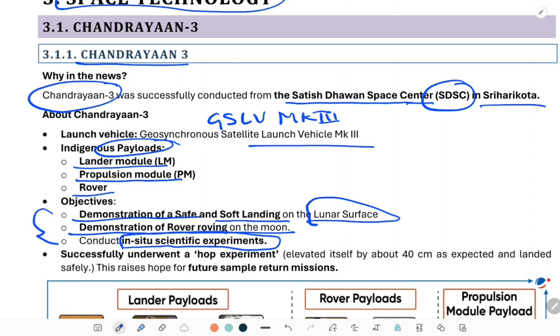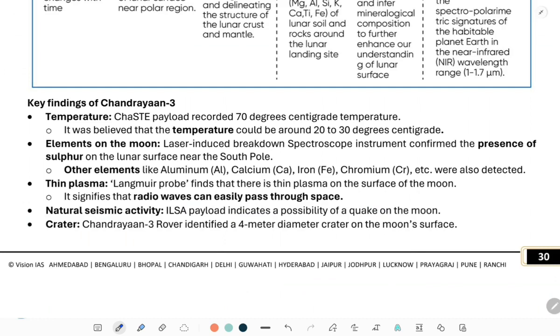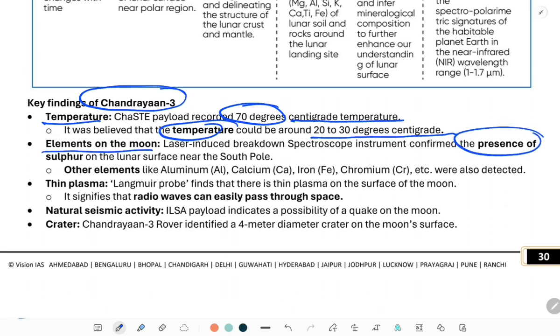Then it successfully underwent a hop experiment. This raises hope for future sample return missions. We'll see the key findings of this Chandrayaan 3. The temperature: the ChaSTE payload recorded 70 degrees Celsius, and it was believed that the temperature could be around 20 to 30 degrees Celsius. Then elements on the moon: the presence of sulfur was found on the lunar surface near the south pole. Other elements like aluminium, calcium, iron, chromium, etc. were also detected. And then thin plasma.